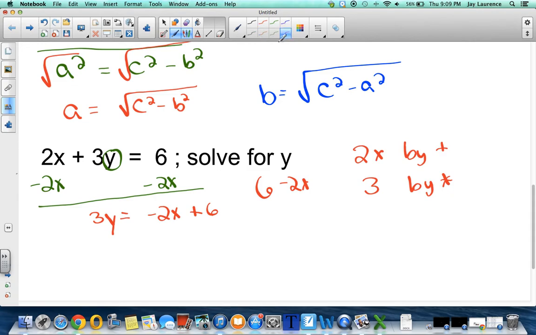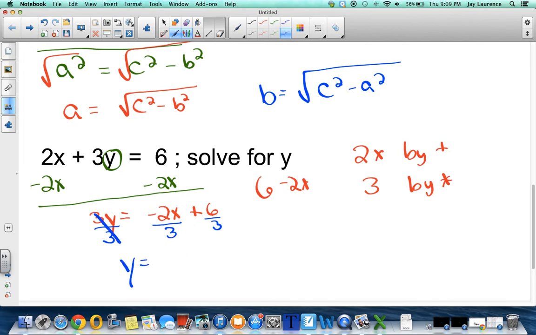All right, now, y is not alone. There's a 3 there attached by multiplication, so I'm going to divide by 3. Now remember, when we multiply or divide both sides of an equation, I have to do it to all the terms. I have to distribute. Here, the 3's will cancel, and I'll get a y.